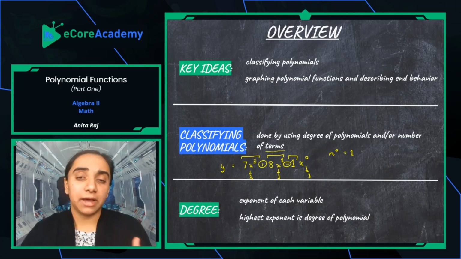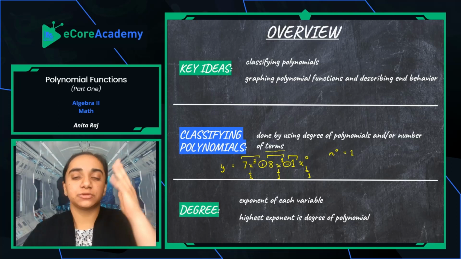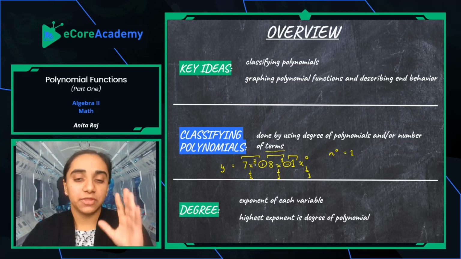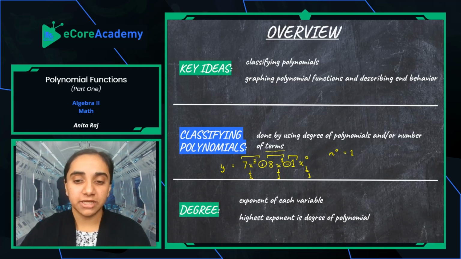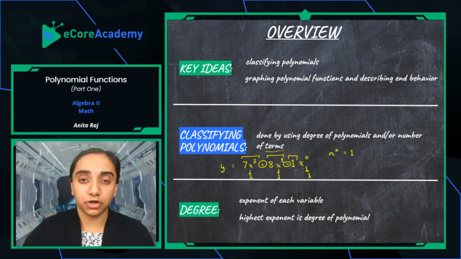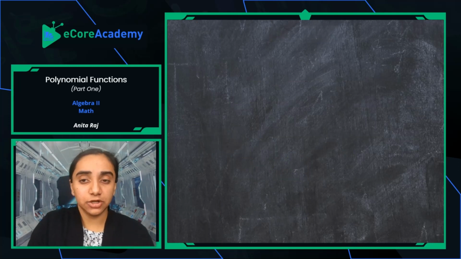There's a better mathematical way to classify these polynomials, which I'm going to be showing you in the future, but that's just a basic understanding. We classify these polynomials by looking at the degree, which is the exponent of each variable, comparing them and determining which variable has the highest exponent, and that will be the degree of the polynomial. And then we also look at the number of terms that the polynomial contains. That's an overview.